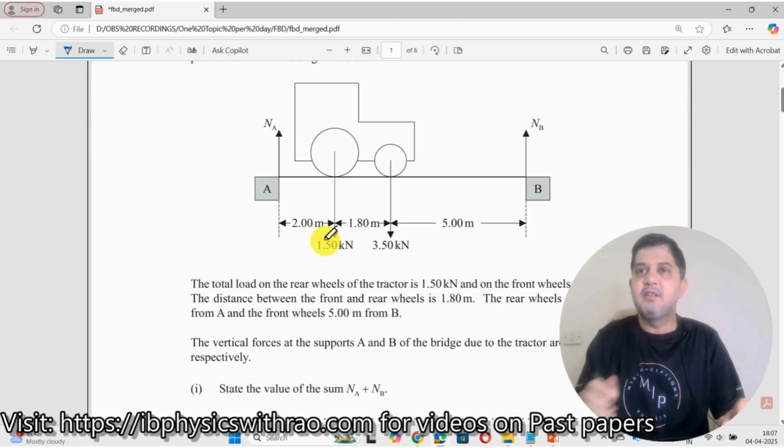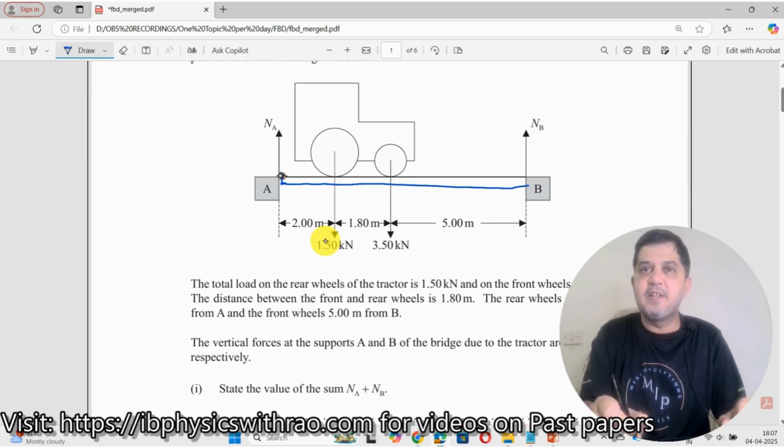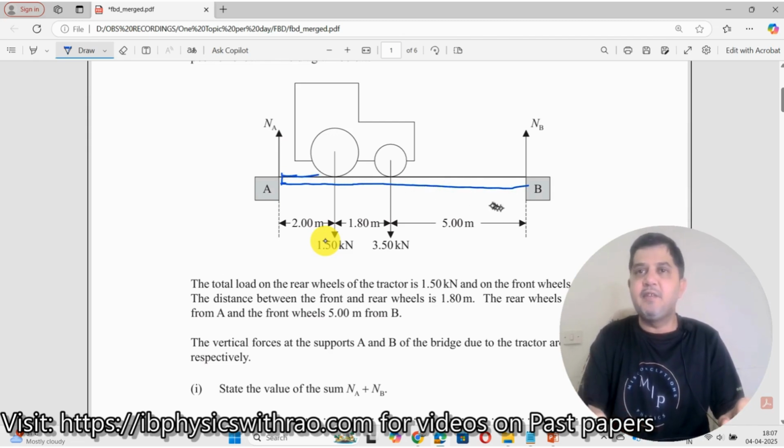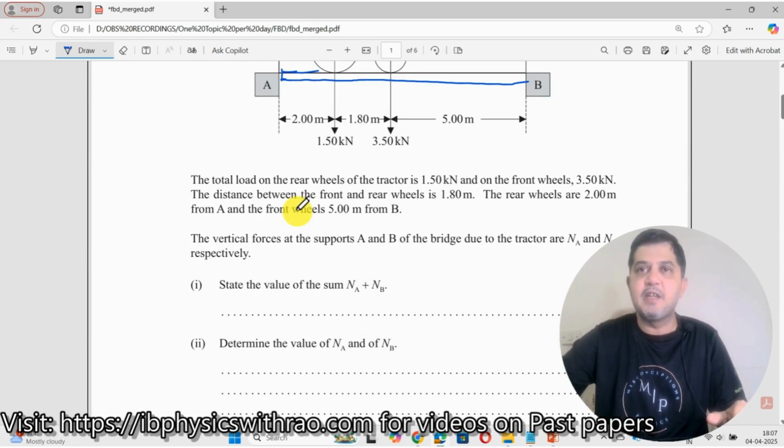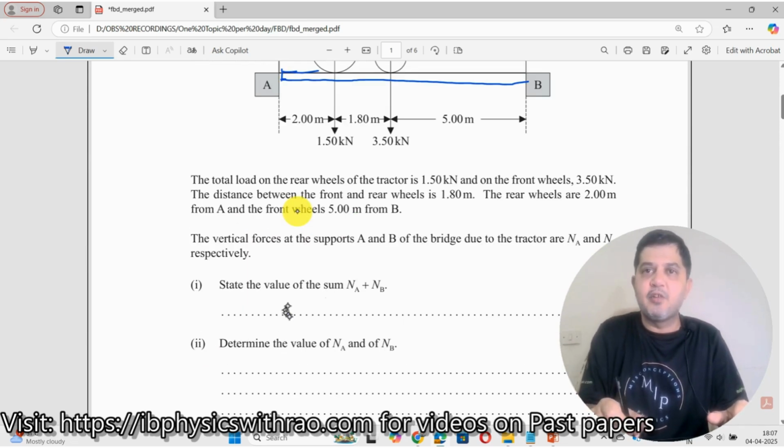Now here there are two types of equilibrium possible. One is translational. Which one is the system here? The bridge is my system. It is not moving anywhere, nor is it rotating, right? So for translational equilibrium, NA plus NB is equal to this force plus this force. What is this force? 3.5 plus 1.5 is 5 kilonewton. So NA plus NB should be equal to 5 kilonewton.